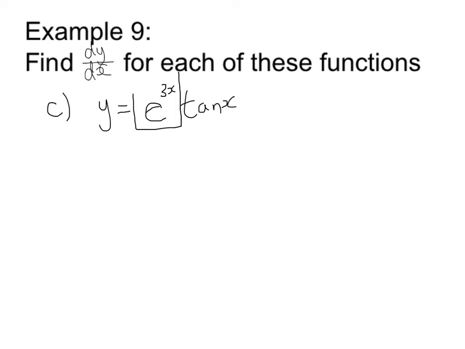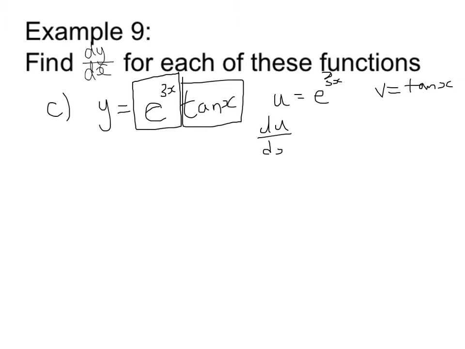As you can see, I've got here e to the 3x multiplied by tan x, so I'm going to use the product rule. If I have u equals e to the 3x, and v equals tan x, and I differentiate both of these, du by dx is 3e to the 3x, and dv by dx is sec squared x. If you're a bit unsure how I got this 3e to the 3x, you can use the chain rule, substituting in for 3x: if you differentiate 3x you get 3, and differentiating e to the u you'd get e to the u, so you get 3e to the 3x.